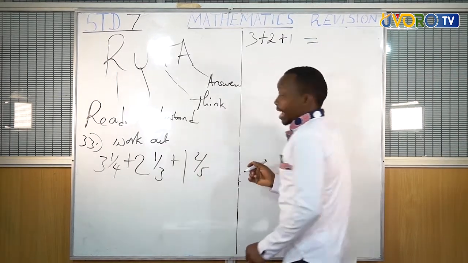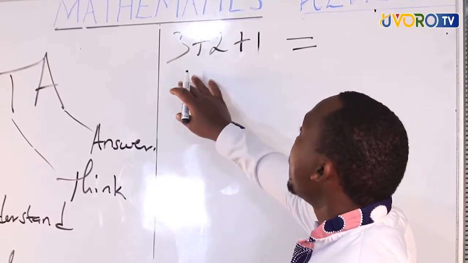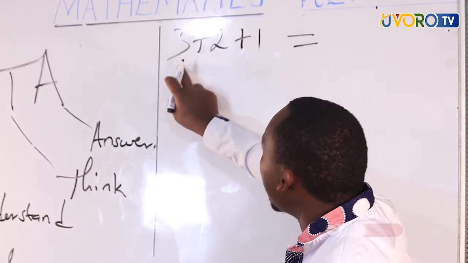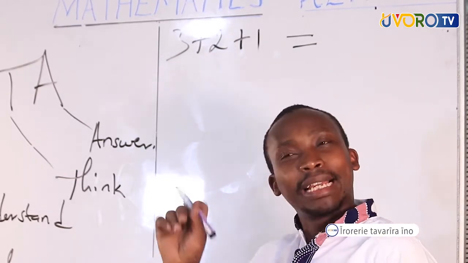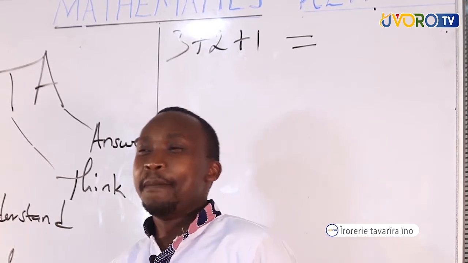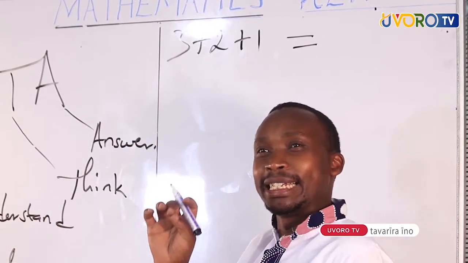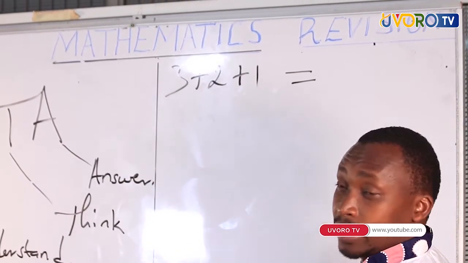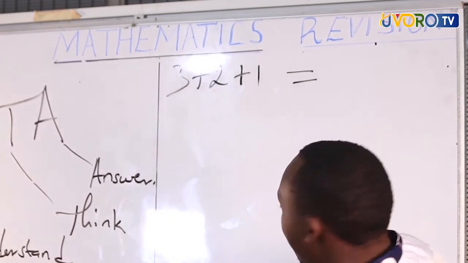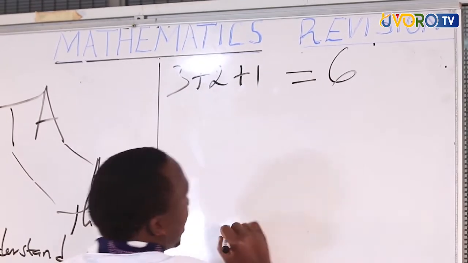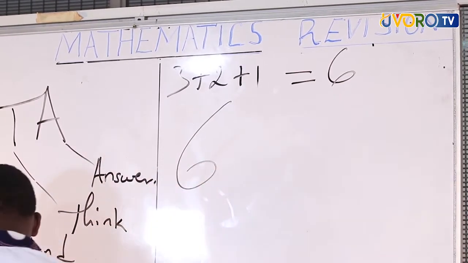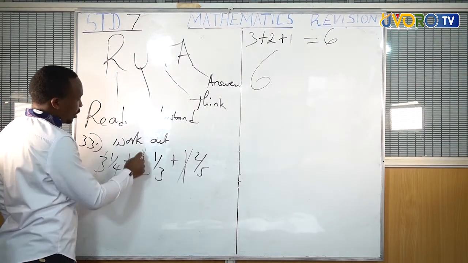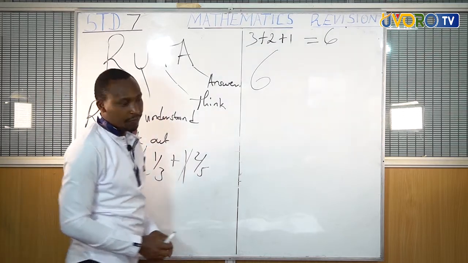Let's add. I have already said that even a class 1 pupil can count 3 plus 2 plus 1. If you are in class 7 and you don't know, please make sure that you go back and teach yourself how to count. Now, what is 3 plus 2 plus 1? Yes, very good. That is 6. Now, write 6 in capital letters. Make sure that you cancel these whole numbers that you have already used so that they don't confuse you.